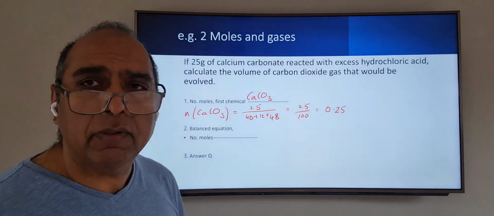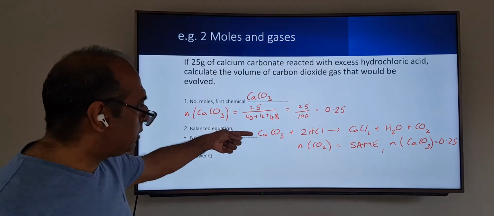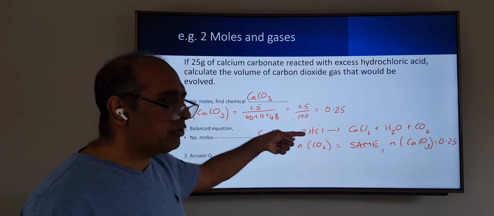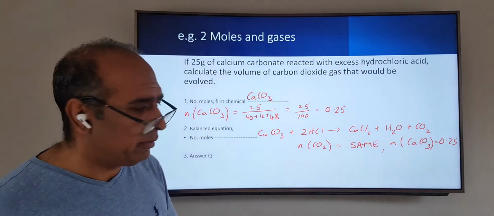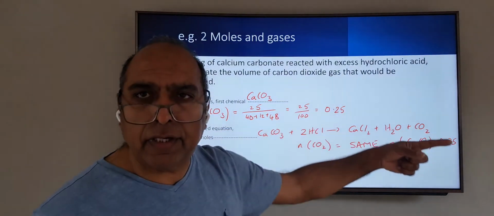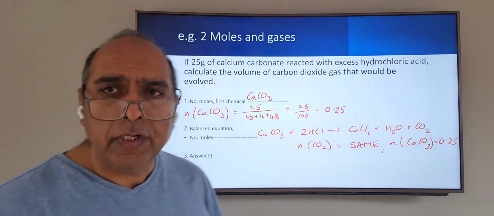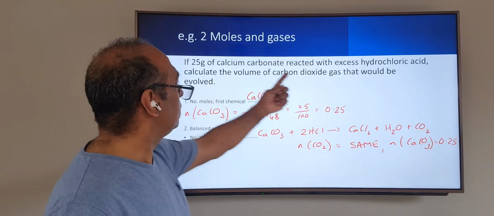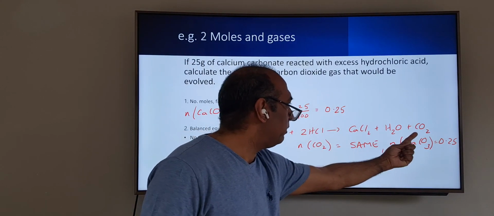But then step 2, we need a balanced equation. Balanced equation here. Carbonates react with acids, make salt, water and carbon dioxide. So you need to write the equation. And writing the equation, you need to know what your second chemical is. Well, your second chemical is carbon dioxide. And so that's that chemical there, carbon dioxide.